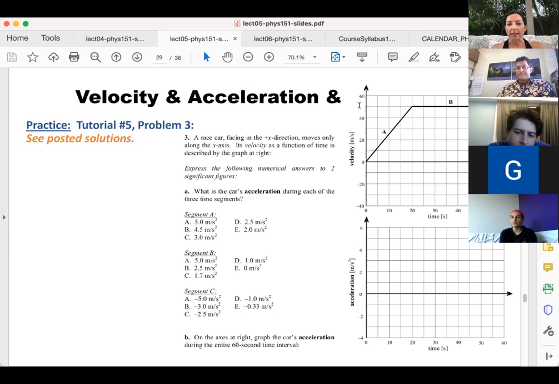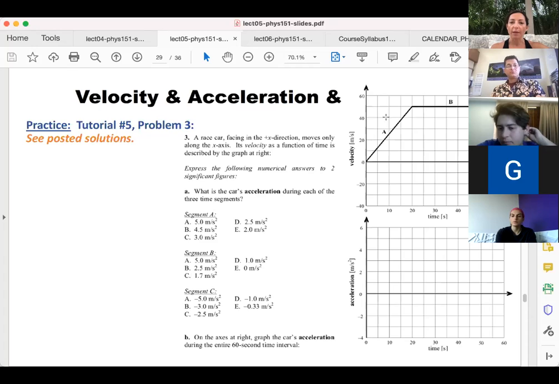In B, we see that the velocity is 50 meters per second and doesn't change, it's constant, right? So if it's constant, what does it mean? What is going to be our acceleration here? In part B, it is going to be 0, right? Because the car is neither increasing nor decreasing its velocity. Velocity here is positive.